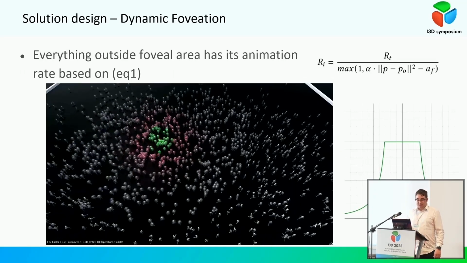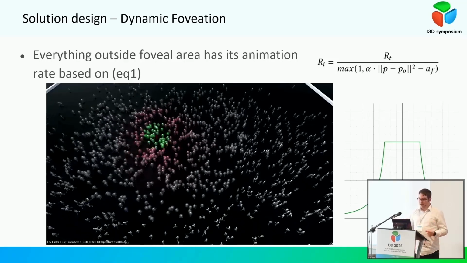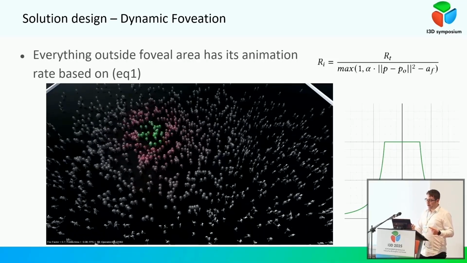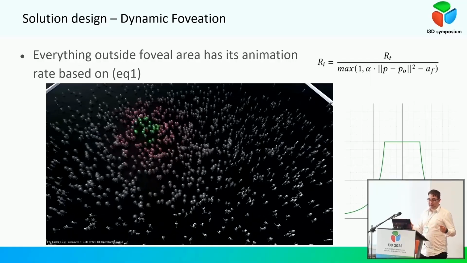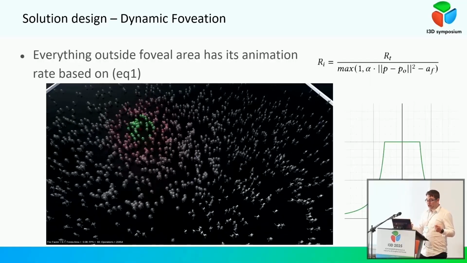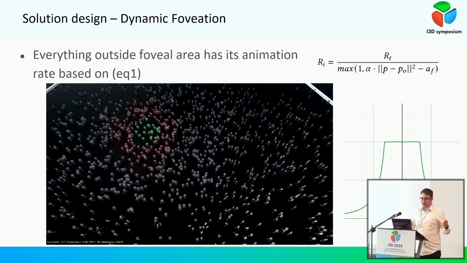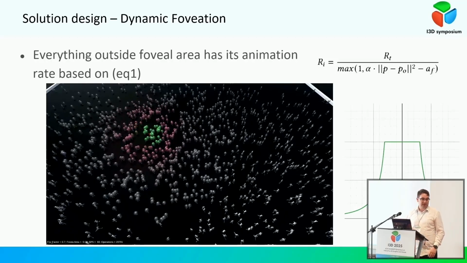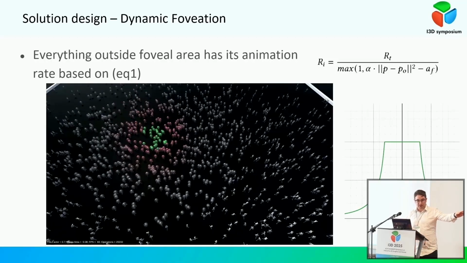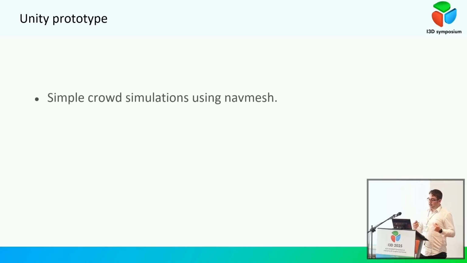The second method is dynamic foveation, where again we have a foveal area with all the animations going in a green area. However, everything outside of it will have its animation rate calculated based on the equation on screen. The important thing to note from that equation is that it leads to a fall off like the one outlined on the right.